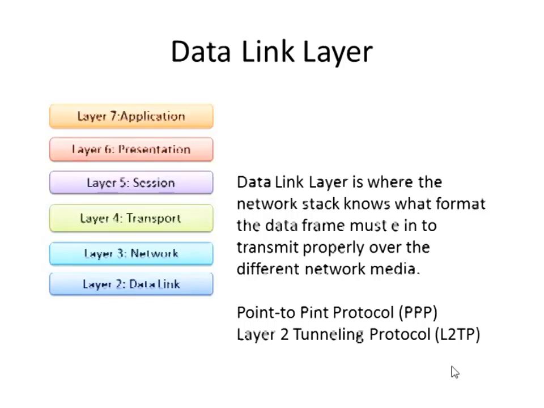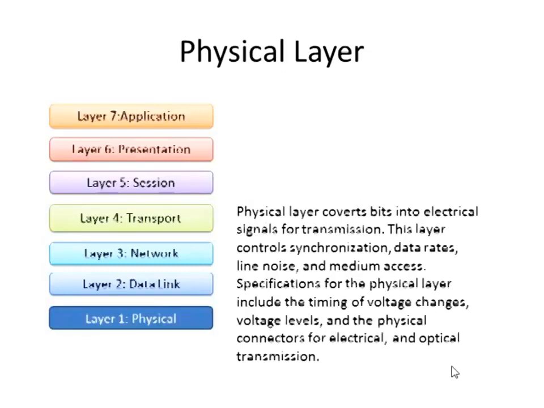Layer 2, Data Link Layer. The data link layer converts messages into bits and defines how a computer accesses a network. It is where the network stack knows what format the data frame must be in to transmit properly over the different network media. Example protocols in this layer are Address Resolution Protocol, ARP, Point-to-Point Protocol, PPP, and Serial Line Internet Protocol, SLIP.